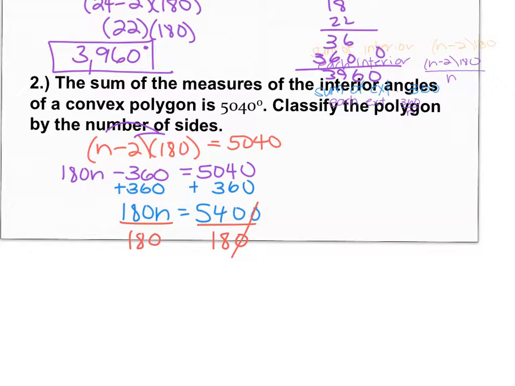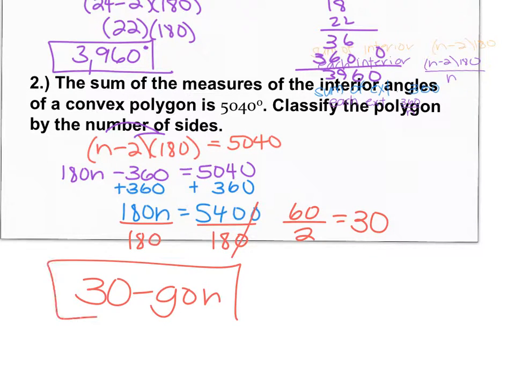So the zeros cancel. I can reduce this. I could go 9. 9 goes into 54 6 times. 9 goes into 18 twice, and then I'd get 30. So this would be a 30-gon.